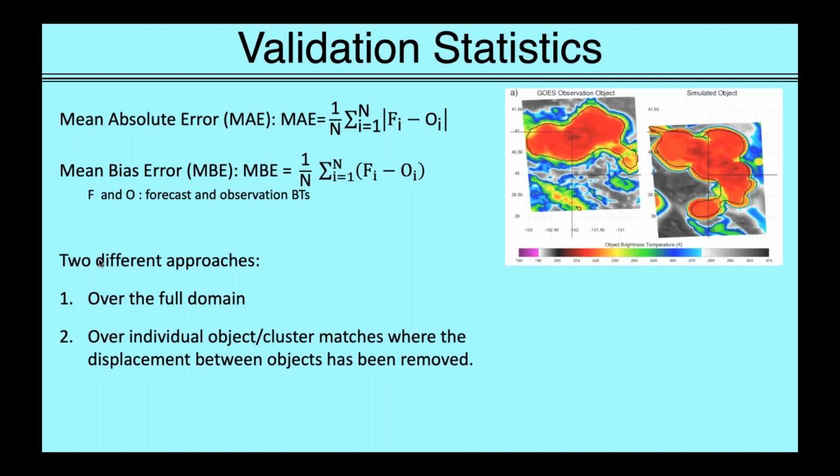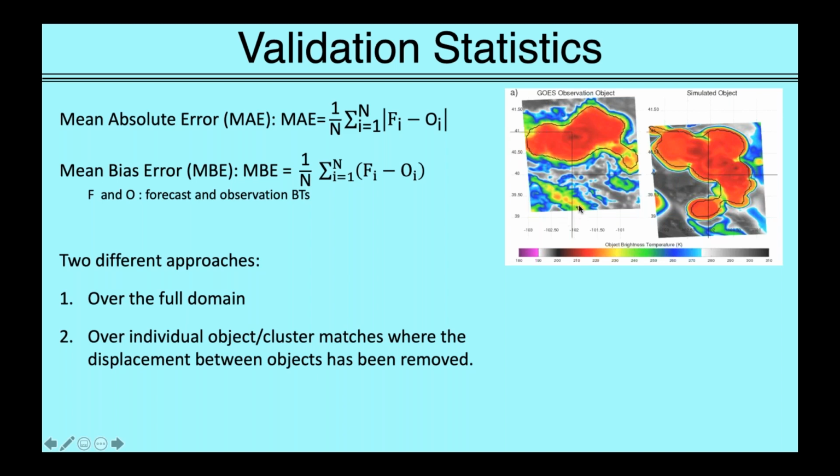Our next method is going to be over individual object or cluster matches. And what we have done here is we have used MODE to remove the displacement between the objects. So I have an example image on the right, and we have our GOES observation object and our simulated objects. These objects have been matched by MODE. We can see our GOES observation object is outlined here in black.